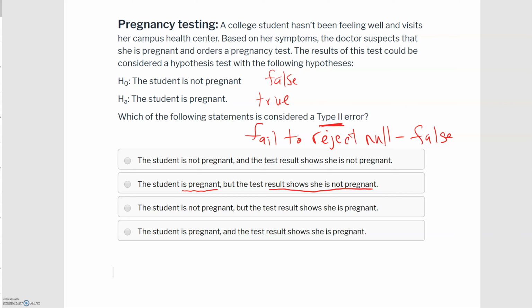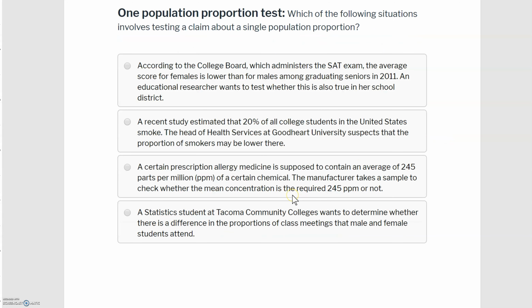Of course, the student would have some issues having an incorrect pregnancy test. So that's essentially what this is saying. A type 2 is you fail to reject the null when in fact it's false. The previous question was type 1, you reject the null when it was true. So you did the opposite of what you should have done. For this question, they're asking which of the following situations involves testing a claim about a single population proportion?